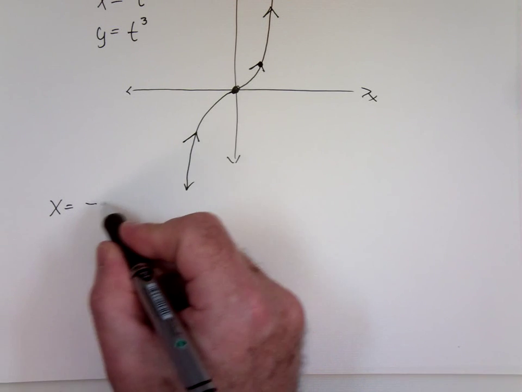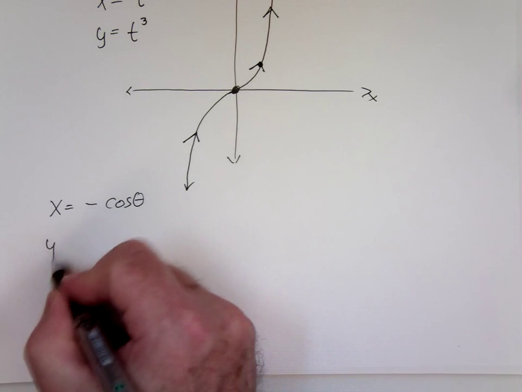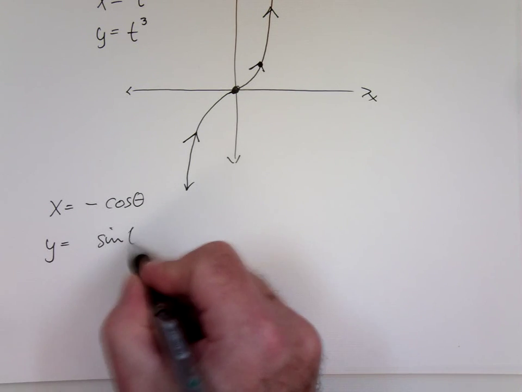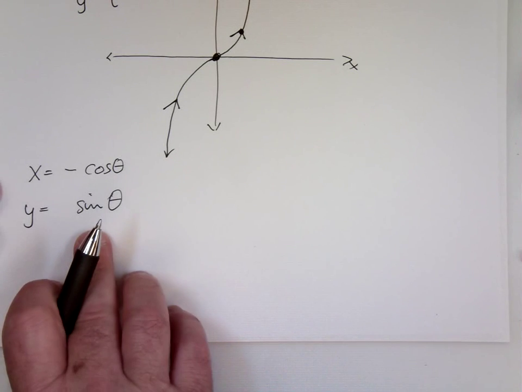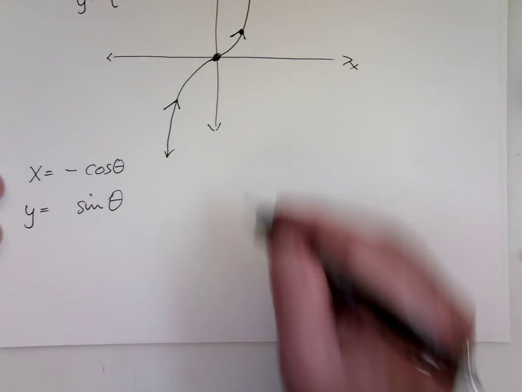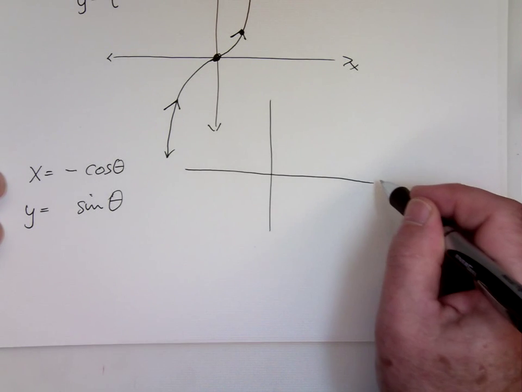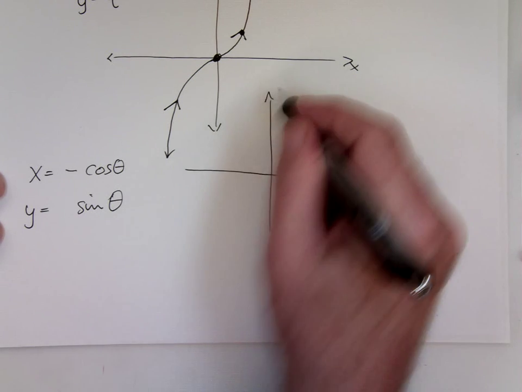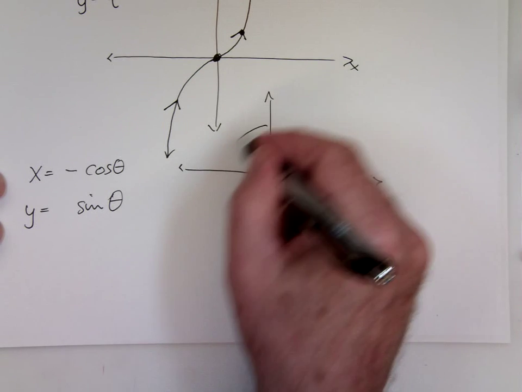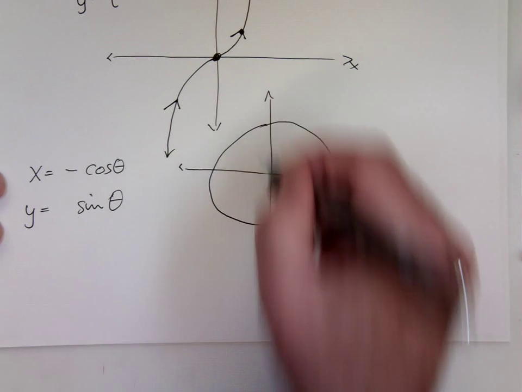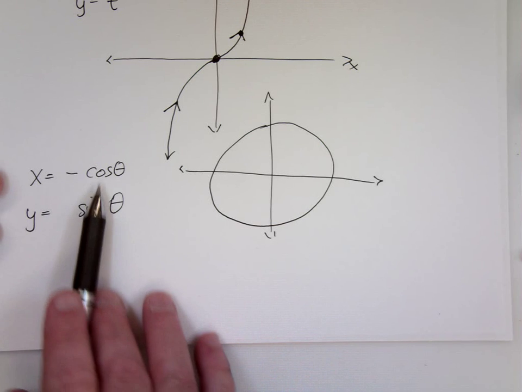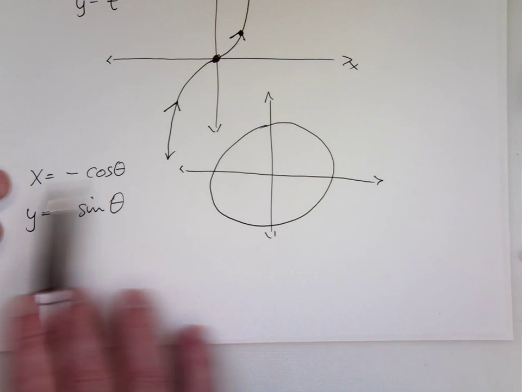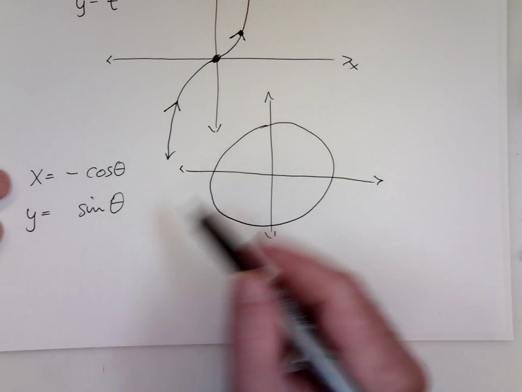theta, and y equals sine theta. Let's take a look at this one. Well, what you should realize is x squared plus y squared equals 1. You have a unit circle. And to find orientation, start theta at 0, say, in which case x starts at negative 1 and y starts at 0. You're starting here at this one, okay?